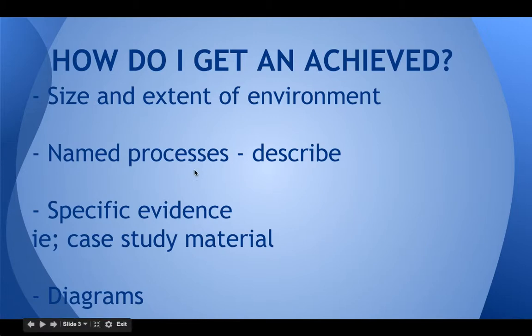Next, we need to talk about our named processes. Note that it says processes, which is plural, so we need to talk about 2 different processes. We want to describe these in a bit of detail as well. Now, it's important for Achieved to mention specific evidence within our essay. Now this is the case study material that you've learnt throughout the course, like our facts and figures. A handy rule of thumb is to mention 3 or more points about your geographic environment using this specific evidence.